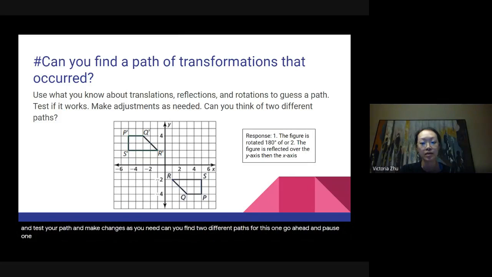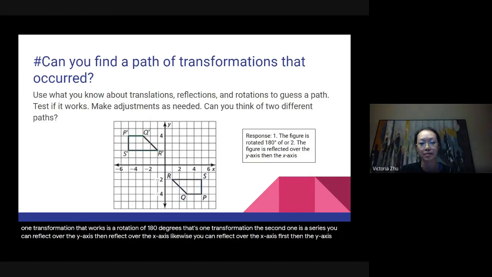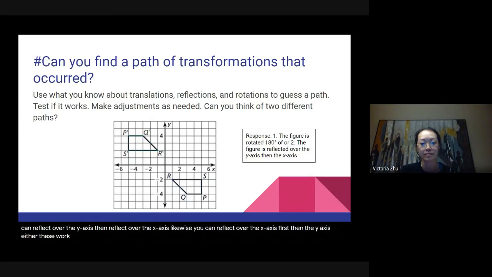So one transformation that works is a rotation of 180 degrees. That's one transformation. The second one is a series. You can reflect over the y-axis, then reflect over the x-axis. Likewise, you can reflect over the x-axis first, then the y-axis. Either of these work. So there's something to realize here. A 180-degree rotation is the same thing as reflecting twice over the axes.